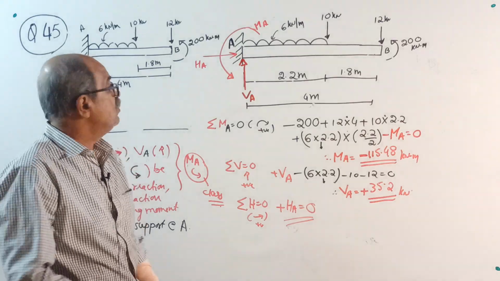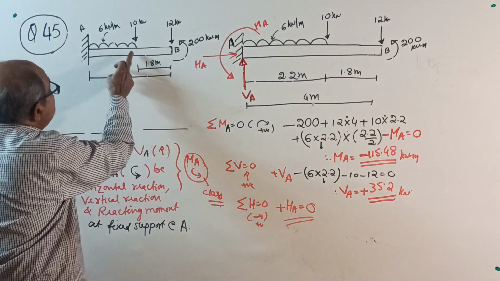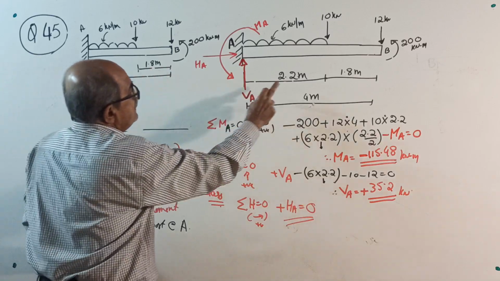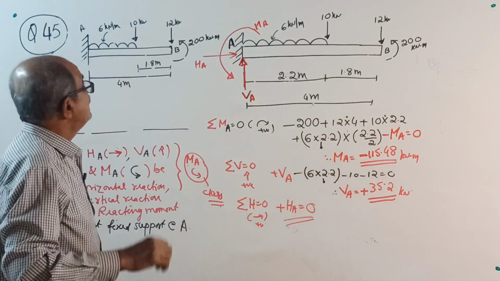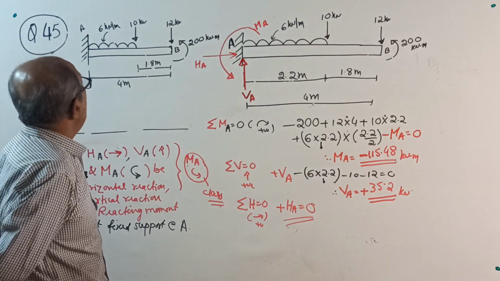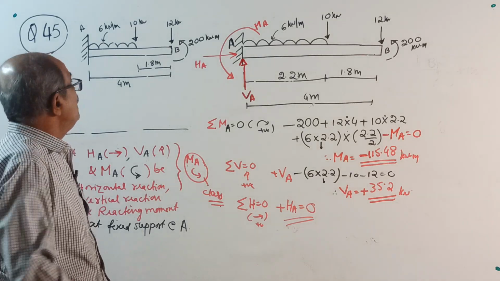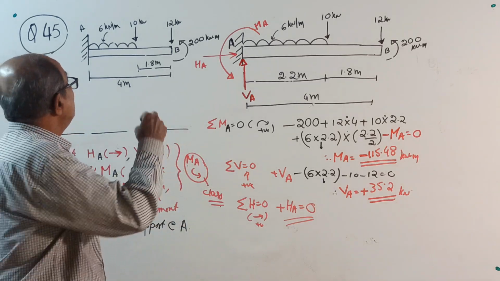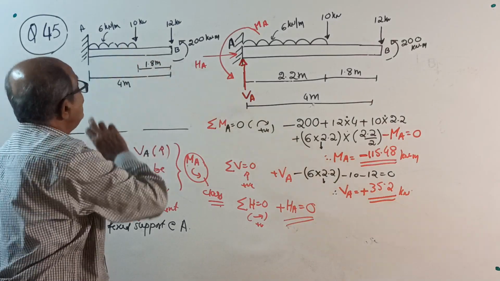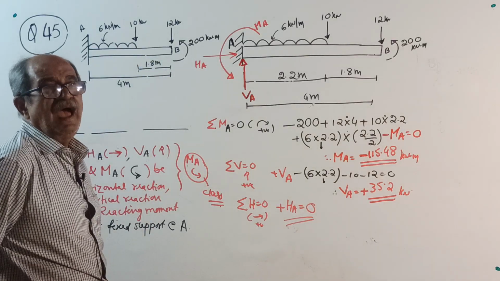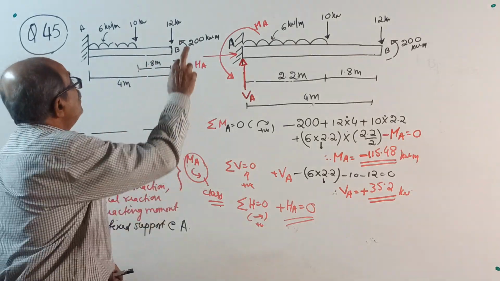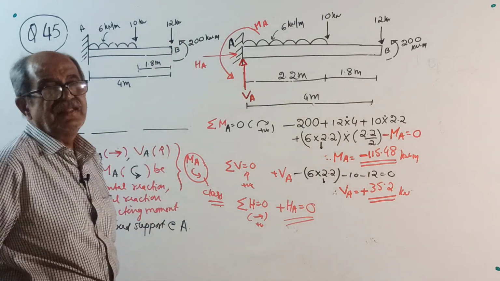They told starting from here, ending at 1.8. Therefore, later 4 minus 1.8 will be 2.2. You calculate. And 2 point loads of 12 kilonewton and 10 kilonewton respectively at the free end and at 1.8 meter from the free end. That is exactly the end of the UDL. Along with an anti-clockwise couple of 200 kilonewton meter at the free end.